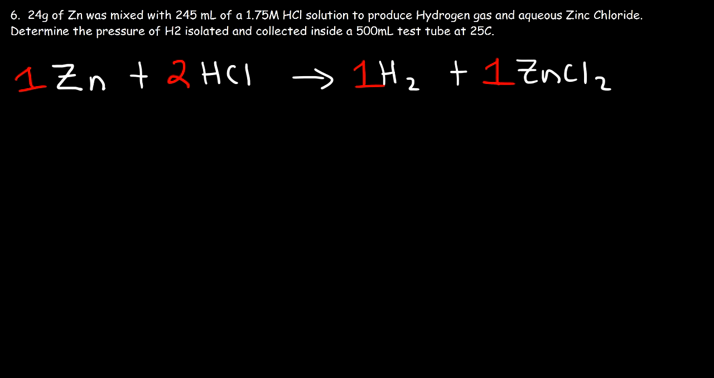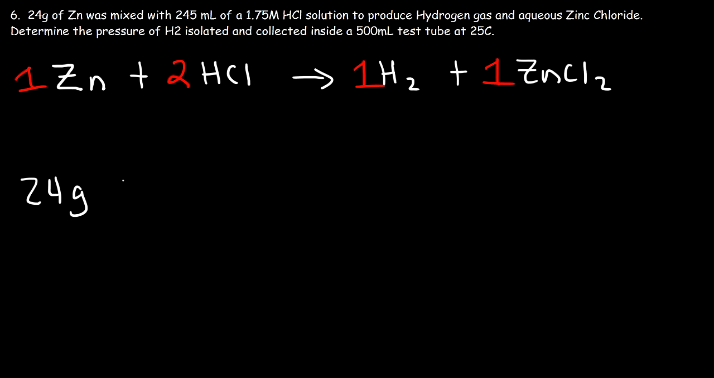Now, in this problem, we're given the information of both reactants, zinc and HCl. So just like the last problem, we need to identify which one is going to be the limiting reactant. Is it going to be zinc or HCl? So let's calculate the moles of each reactant first. So let's start with zinc.